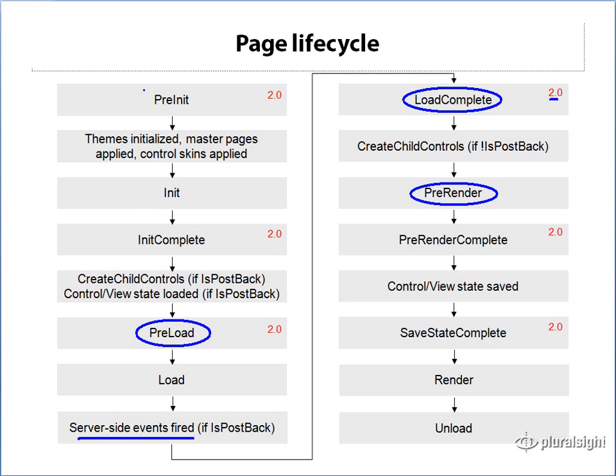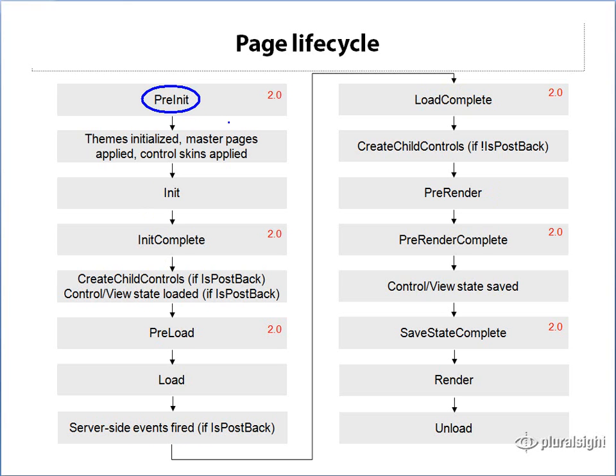There's also a pre-init event. This will become important later when we start looking at master pages and themes, because that's the only event in which you can actually manipulate master pages and themes. There's also an init complete event. There's save state complete. And then finally, at the very end, we have the render function, which is when the response is actually sent back to the client, or rendered and then sent back. And once it's sent back, you have the unload event taking place.